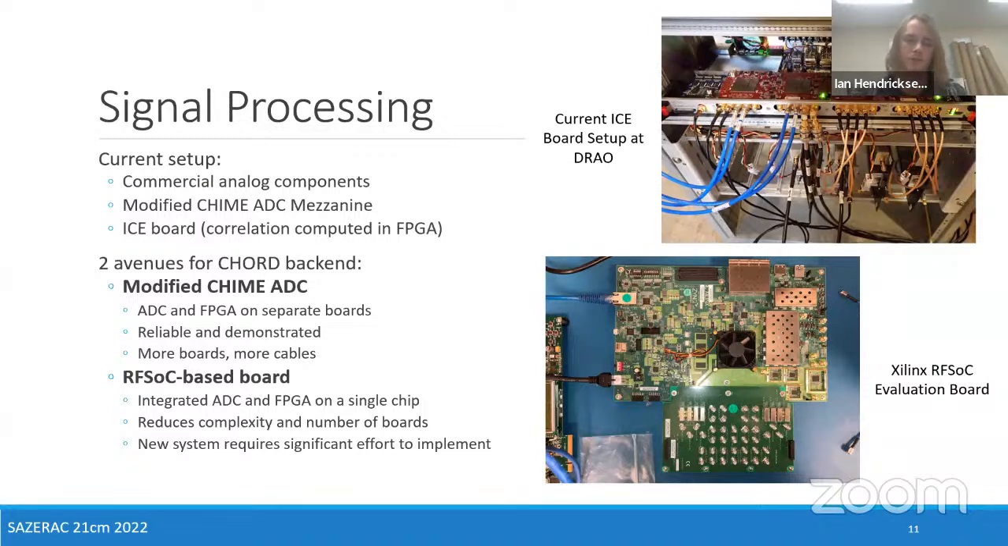Whereas another option that we could pursue is an RF system on chip baseboard, where the ADC and the FPGA are actually integrated on a single chip, which reduces both the complexity and the total number of boards that we would need because now we won't have separate ADC mezzanines connected to the digital signal processing device. So this new system requires significant effort to implement. So this is something that we're currently working on as well.